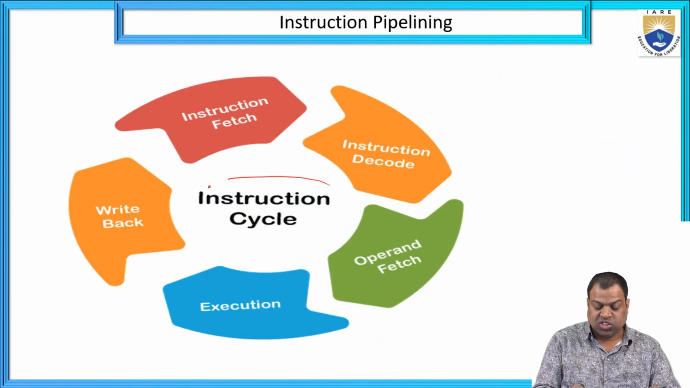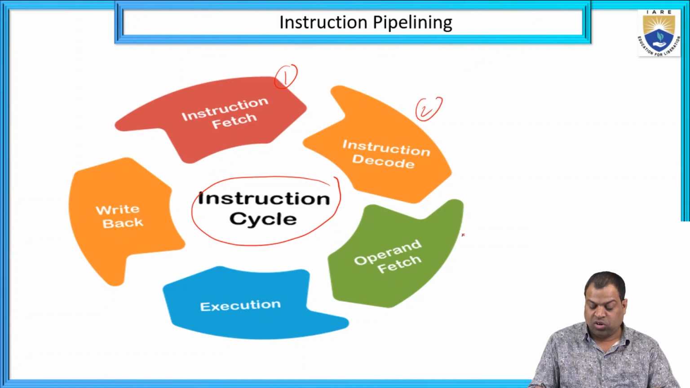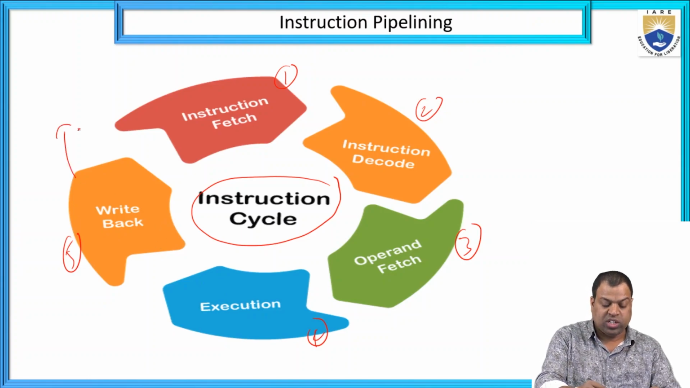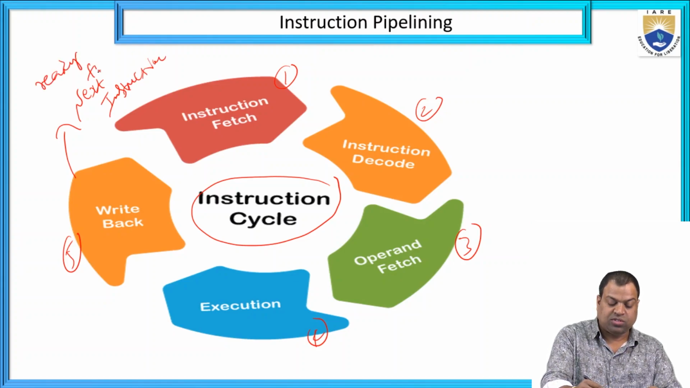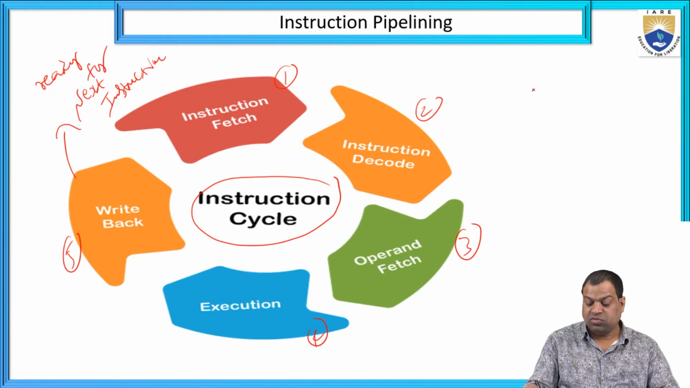So this is an instruction cycle. What is the first one? Instruction fetch, instruction decode, operand fetch, execution and write back. After the execution, write back means it is going to the next instruction. It is also called ready for the next instruction. So instruction fetching: suppose I am going for move ax comma bx. This instruction is fetched from memory.